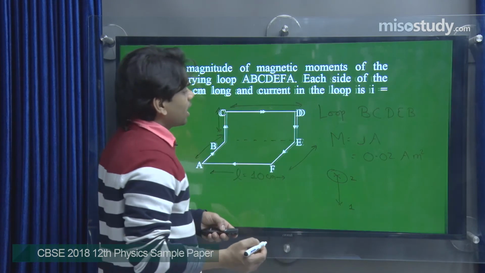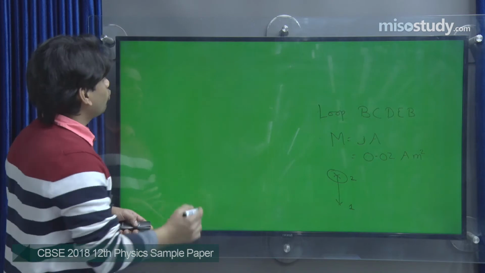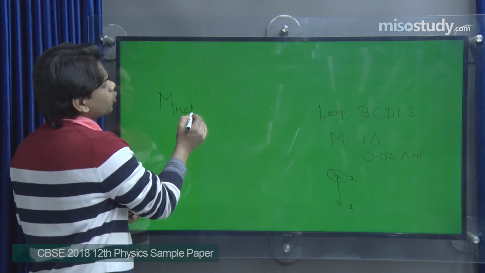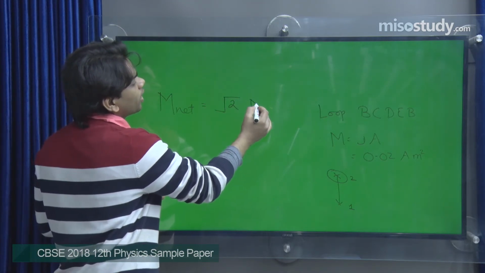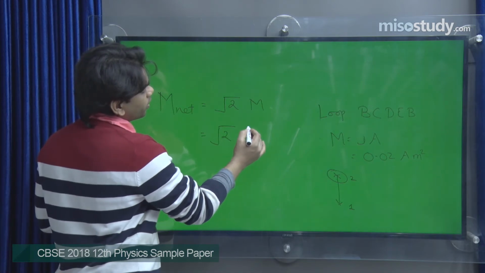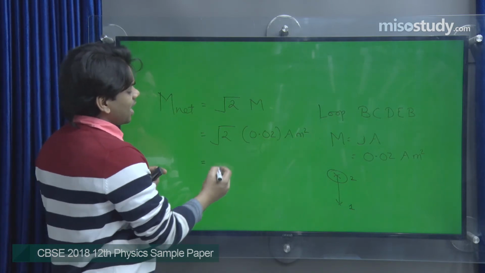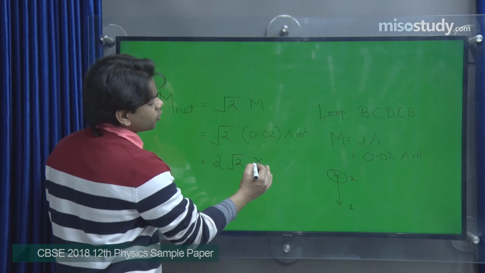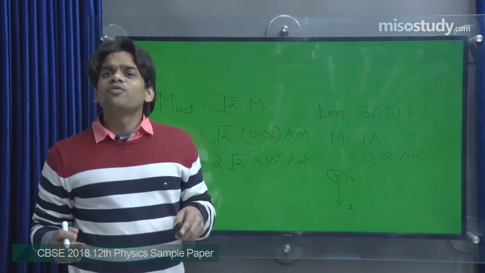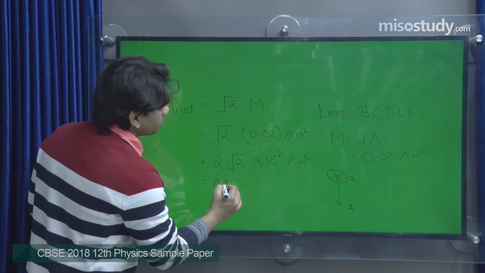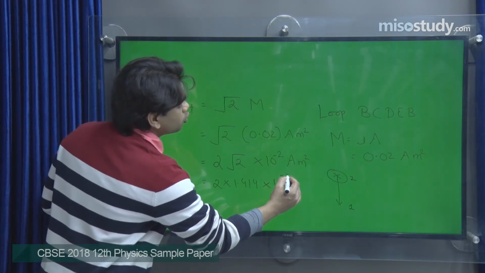So the net magnetic moment: two equal vectors that lie perpendicular to each other give a resultant of root 2 M. So let me write here root 2 into 0.02 ampere meter square, or we can write this as 2 root 2 into 10 to the power minus 2 ampere meter square. Now this much is enough. If you want, you can further expand this: 2 into 1.414 into 10 to the power minus 2 with proper units.